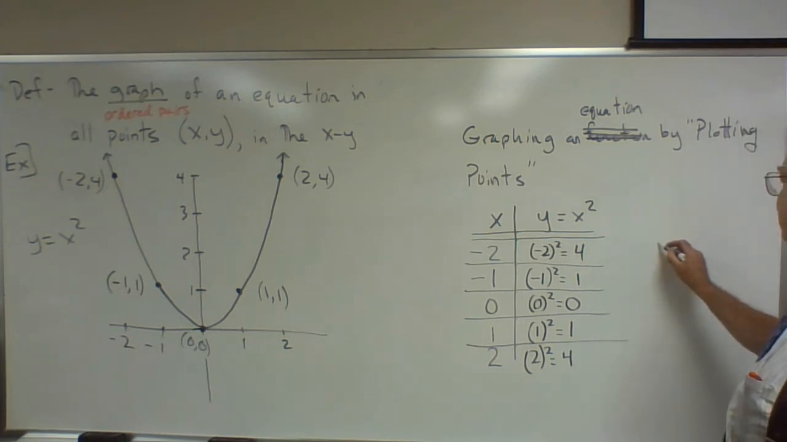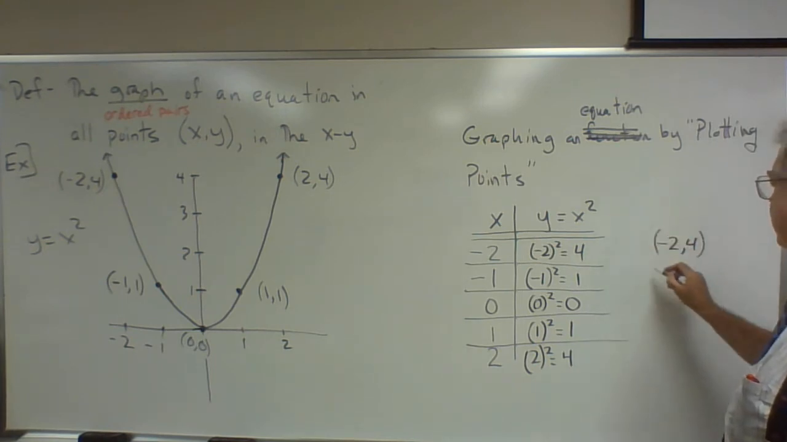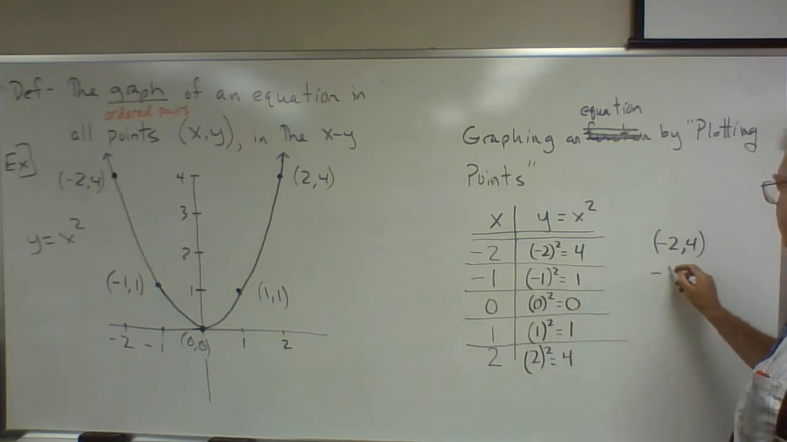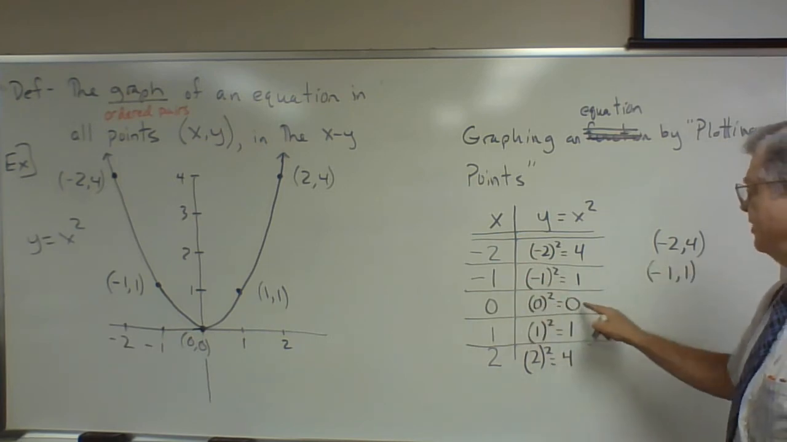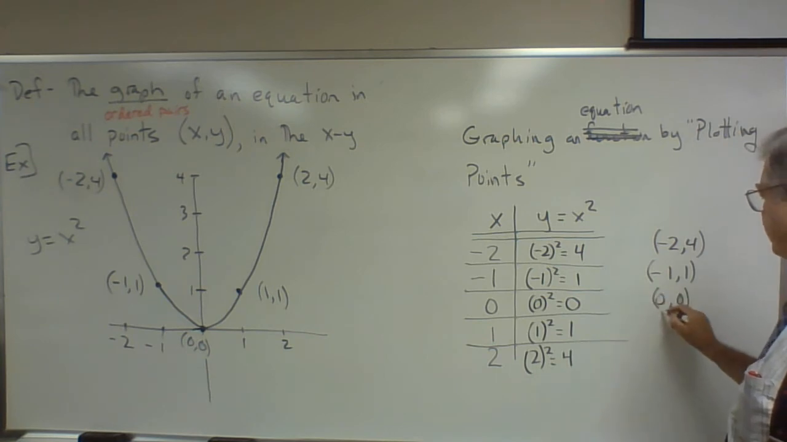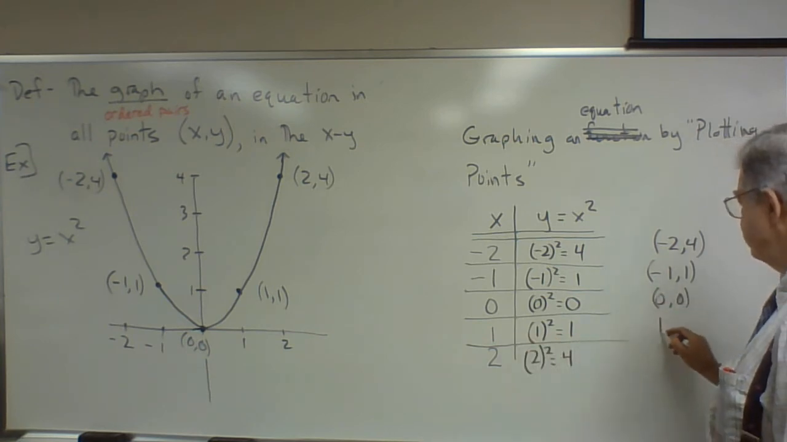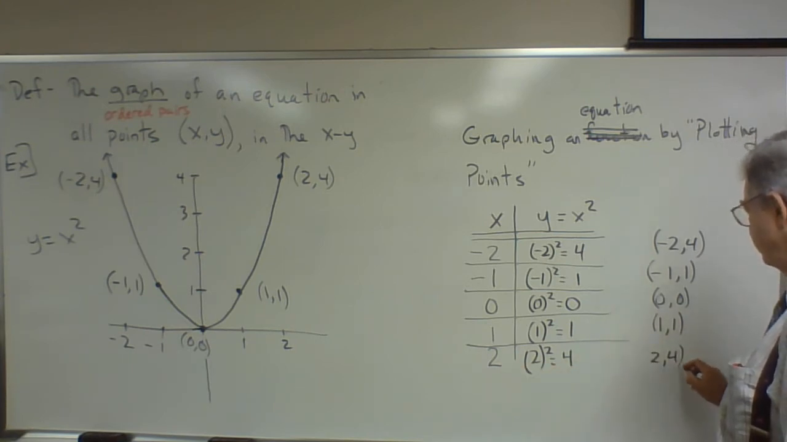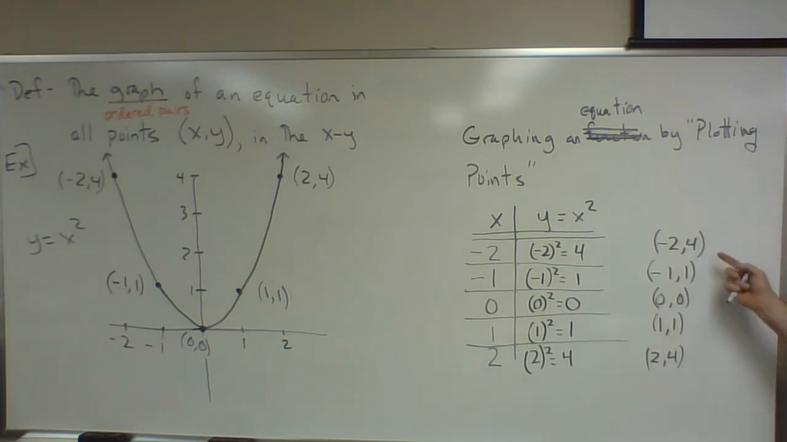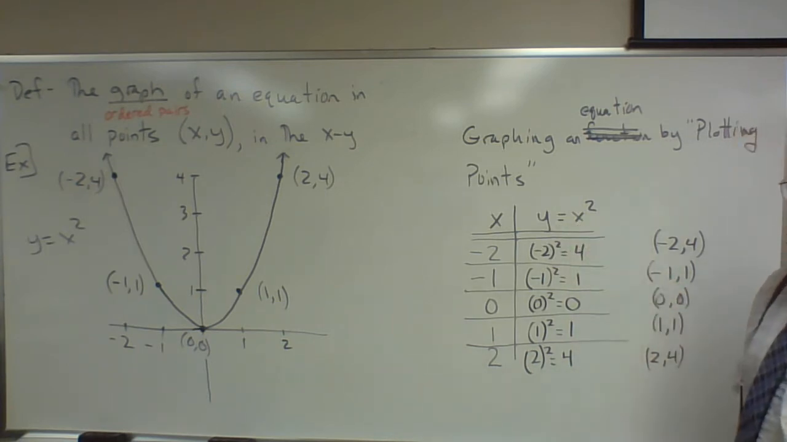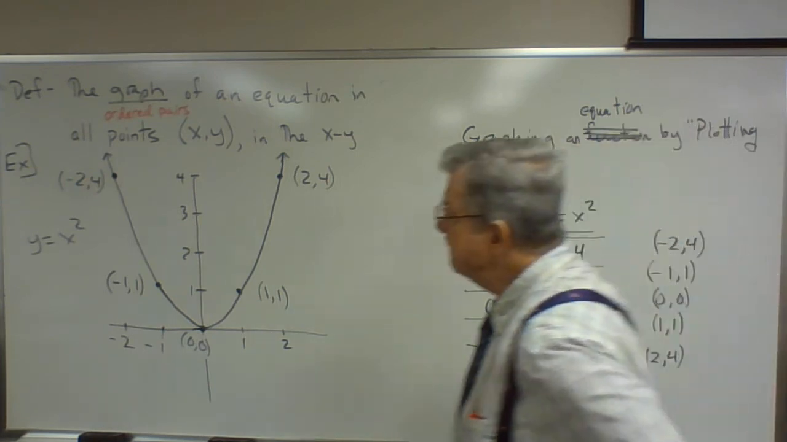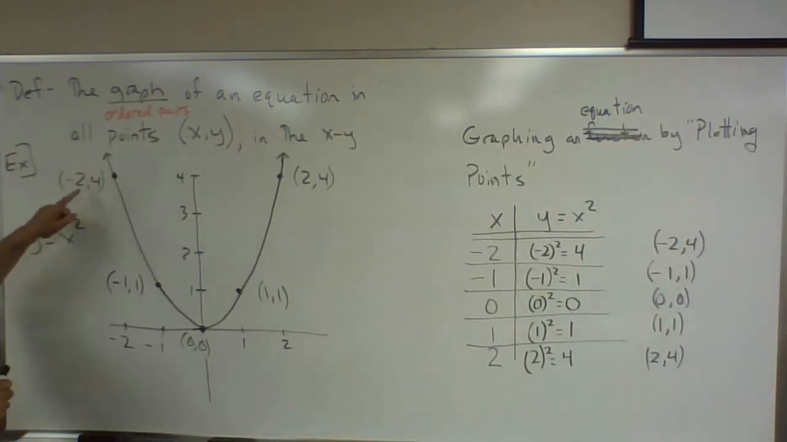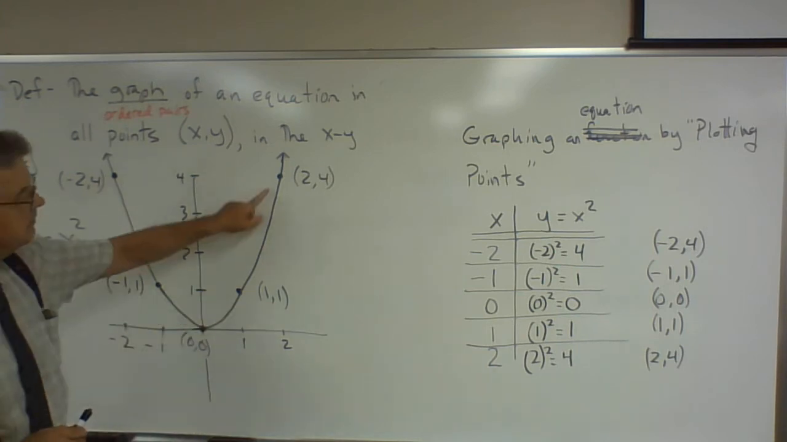And this gives me the points -2, 4, -1, 1, 0, 0, 1, 1, 2, 4. I have 5 points or 5 ordered pairs that I know are on the graph of the equation y equals x squared. So I plot each of these 5 points.